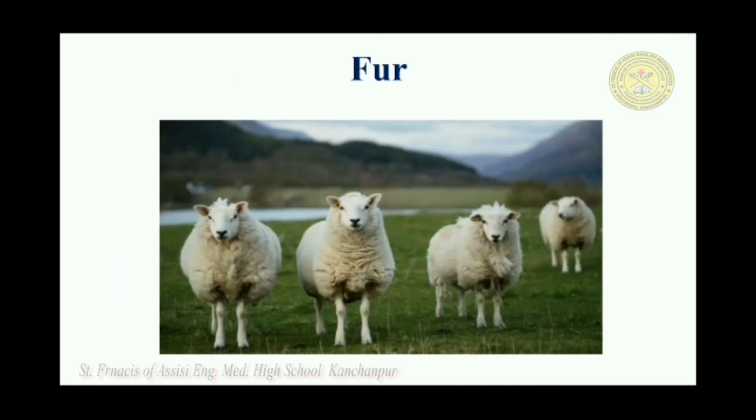So first here is fur. So animals like yak, polar bear, sheep. So as you can see in the picture, there is a sheep, right? So they have what? They have fur or wool on their bodies, and this fur or wool protects them from cold and rain. Okay.